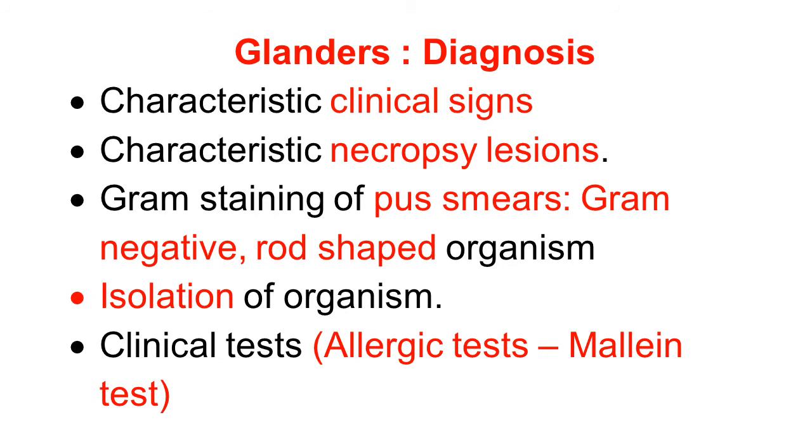At the same time, there are characteristic necropsy lesions in the nasal form, pneumonic form, and cutaneous form: enlargement of nodules, nodules regress, produce ulcers, and a characteristic star-shaped stellate cicatrix. The clinician can collect pus smears and stain with Gram staining. Gram-negative rod-shaped organisms can be demonstrated. The clinician can collect the material, isolate the organism in the laboratory, and perform various clinical tests, the allergic test called the mallein test, which we will discuss in detail in the subsequent presentation.